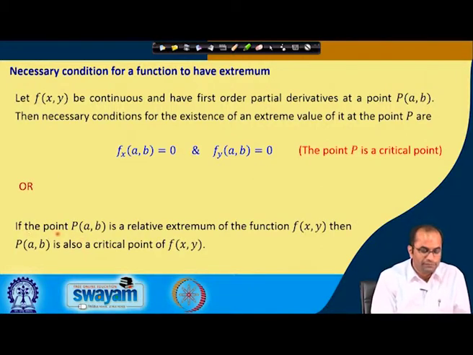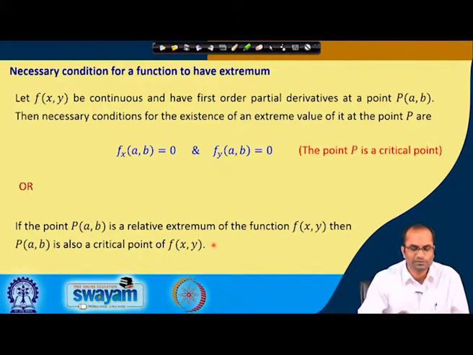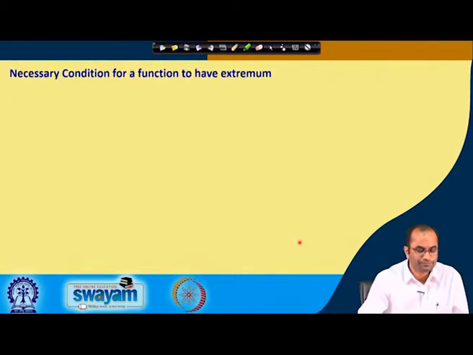Or in other words, if a point P(x, y) is a relative extremum of the function f(x, y), then this is a critical point of f(x, y), because, as we said, this is the necessary condition to have an extremum. So, if we have a point (a, b) where a relative extremum of this function exists, then definitely that has to be a critical point, because those local maxima and local minima will exist only at the critical points.